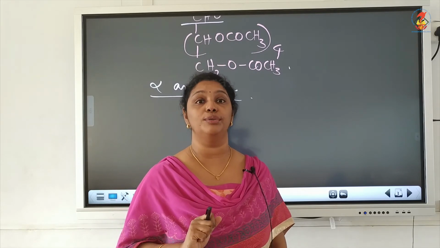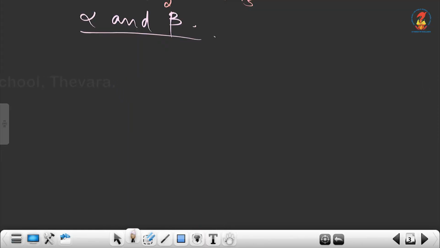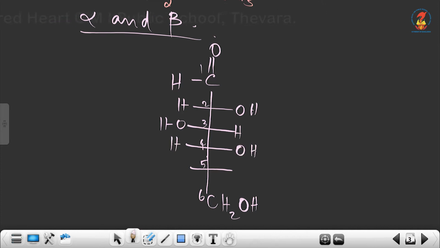For that we are going to draw the open structure first. Now the open structure of glucose is CHO. I am going to show the bond also. Then we have CH2OH. Now here we have, this is the first, second, third, fourth, fifth and sixth carbon, HOH, third carbon OH, fourth carbon HOH, fifth carbon HOH.